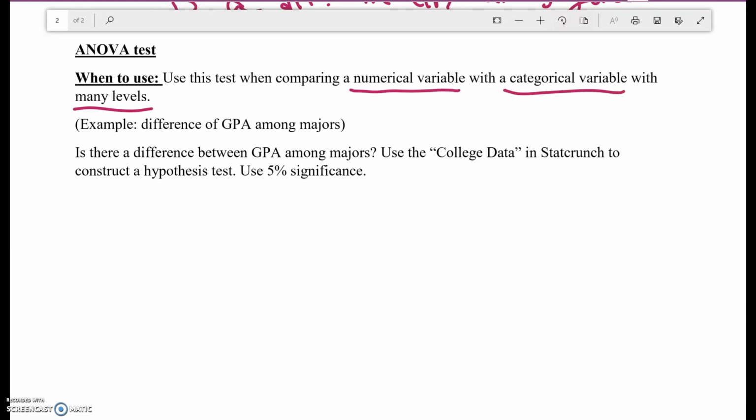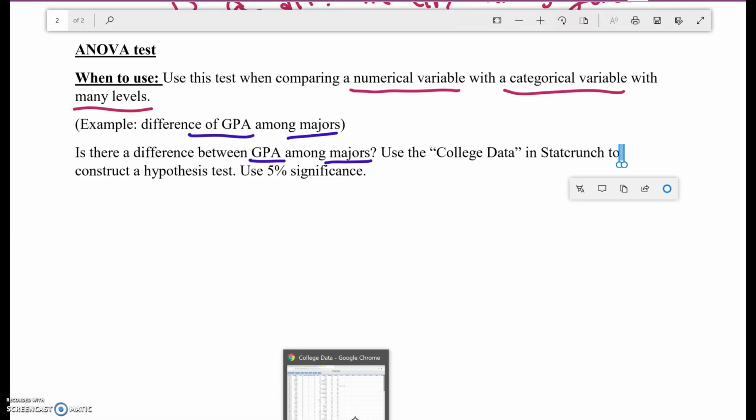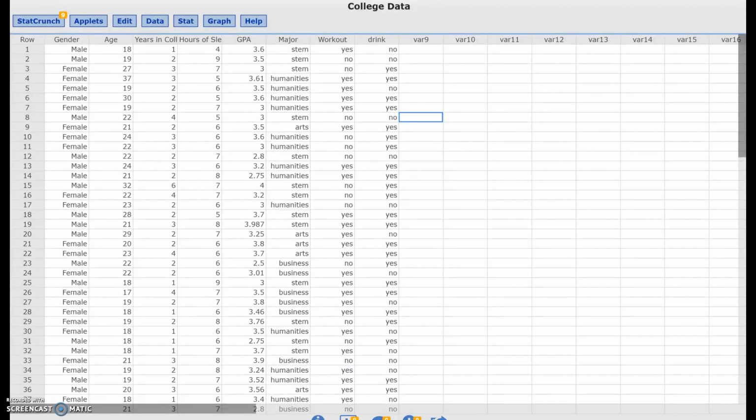Here what I said is difference of GPA among majors. So that's what we're going to look at. We're going to look at the GPA and then the majors. Is there any difference in GPA among the different majors that I have? So the way that we're going to do this, we're going to count first how many majors we have. If we look at the majors, we had a total of 4 different majors.